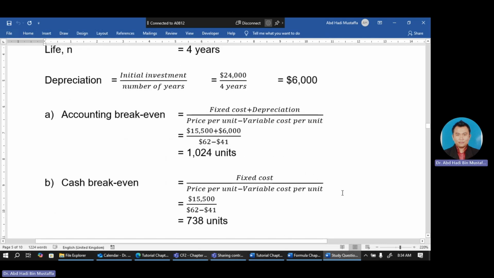Okay, now next is cash break even. Not the same formula, a different formula. You just put the figures, fixed cost, and then divided by price per unit minus variable cost per unit, which is here.